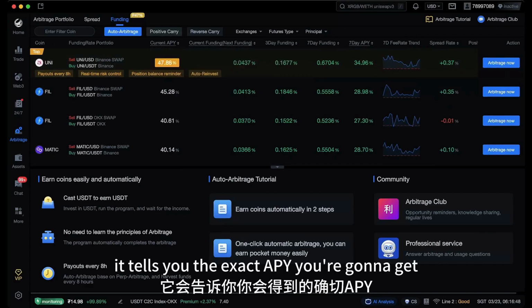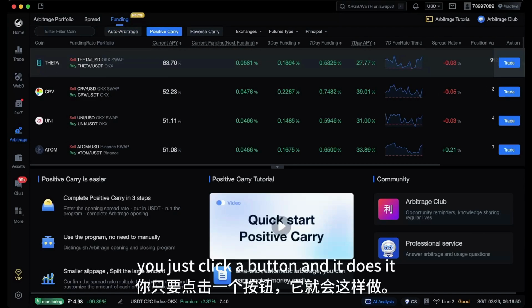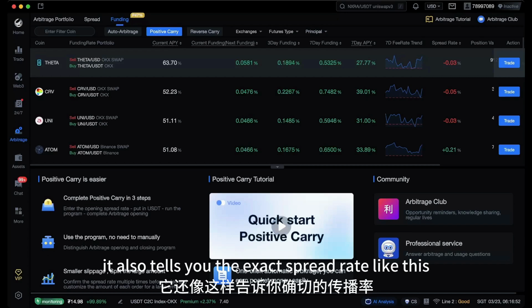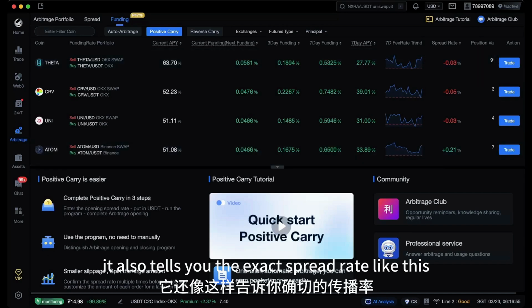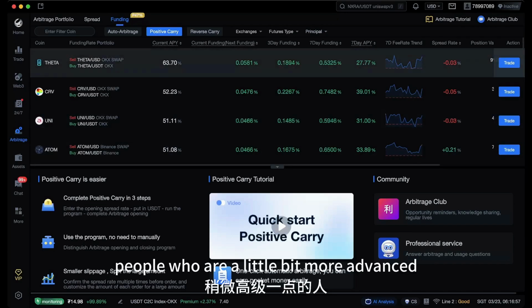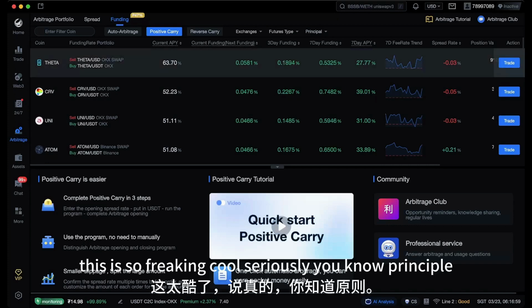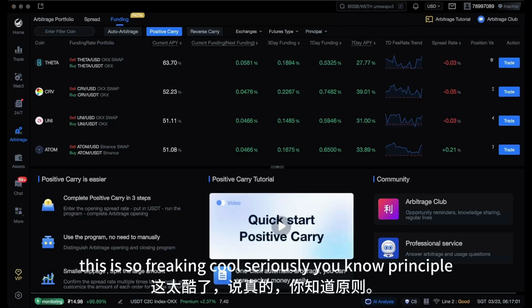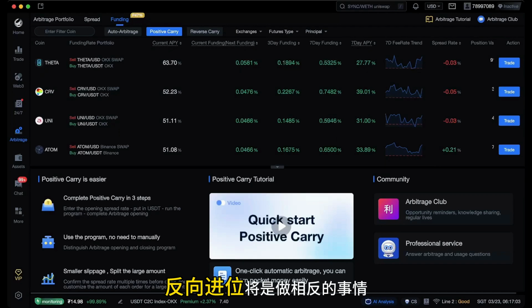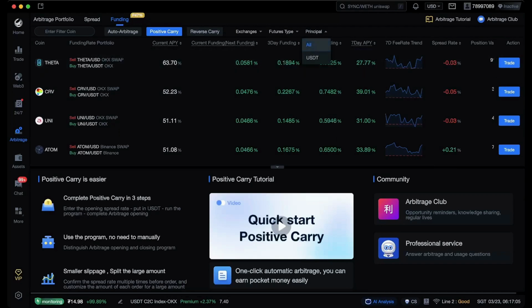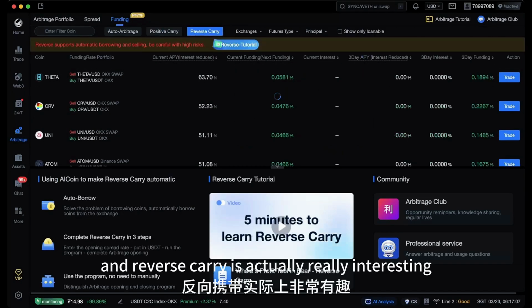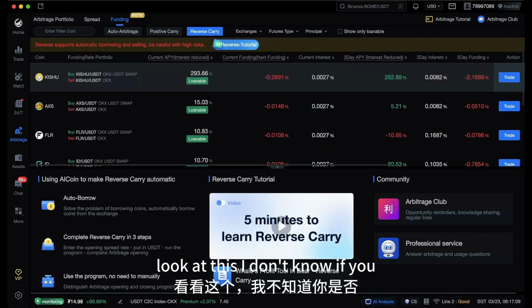You could do a positive carry, which is when we buy spot and then short futures. It tells you the exact APY you're going to get. You just click a button and it does it. It also tells you the exact spread rate. This is just for people who are a little bit more advanced. This is so freaking cool, seriously. Reverse carry would be doing the opposite, of course.